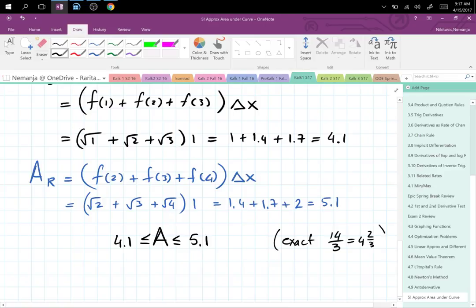So you see that this method worked, right? So even if you average these two and land at 4.6, it's pretty good. Wait, how did we get 14 over 3? We are supposed to learn that soon.